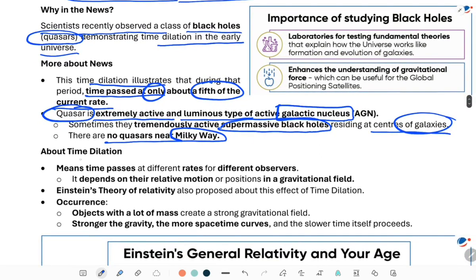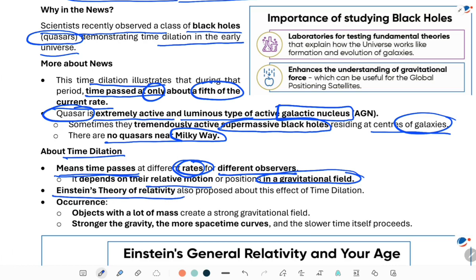Then we'll see about this time dilation. It means time passes at different rates for different observers, depending on their relative motion or position in a gravitational field. The theory of relativity also proposed this effect of time dilation.